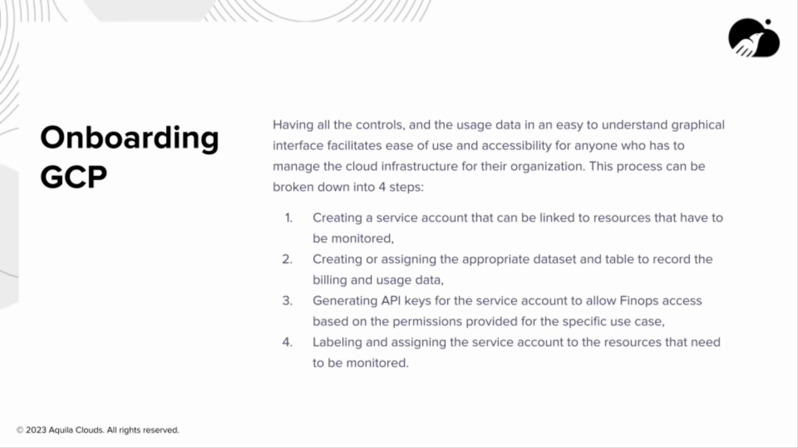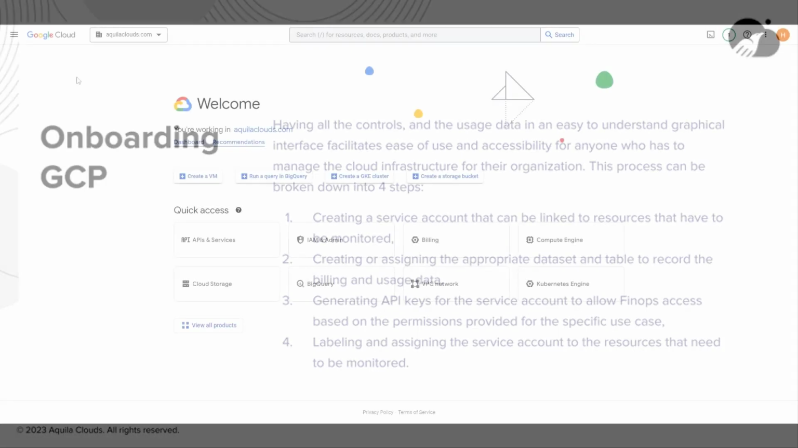This process can be broken down into 4 steps. Creating a service account that can be linked to resources that have to be monitored. Creating or assigning the appropriate dataset and table to record the billing and usage data. Generating API keys for the service account to allow FinOps access based on the permissions provided for the specific use case. Labeling and assigning the service account to the resources that need to be monitored. We'll start with step 1.